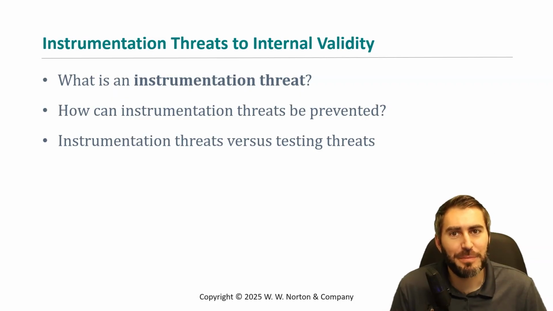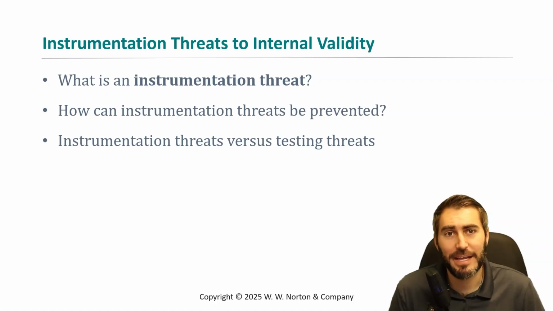Finally, we have instrumentation threats. Instrumentation threat, also known as instrumentation decay, occurs when a measuring instrument changes over time. For example, observers change their observation criteria over time, or a researcher uses different forms of a test at pretest and post-test, and they're not equivalent forms.